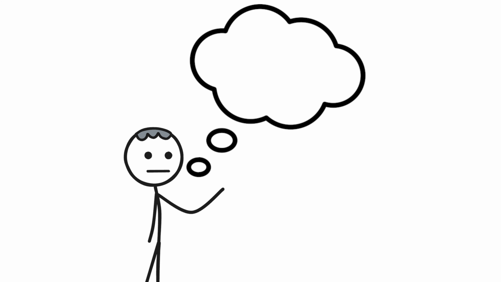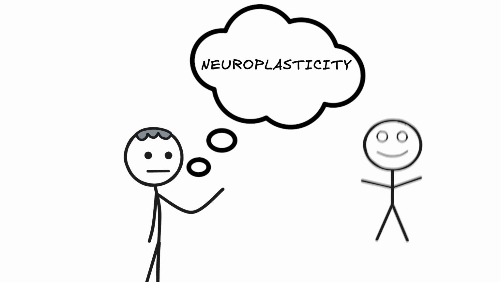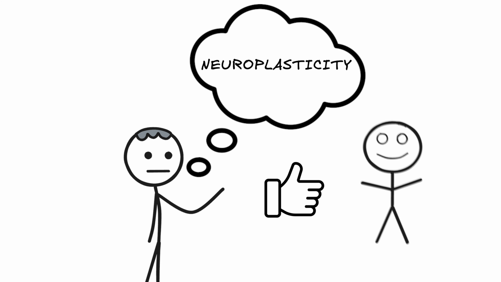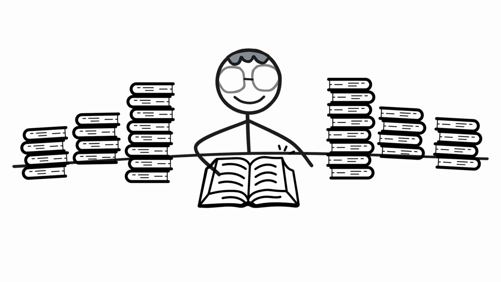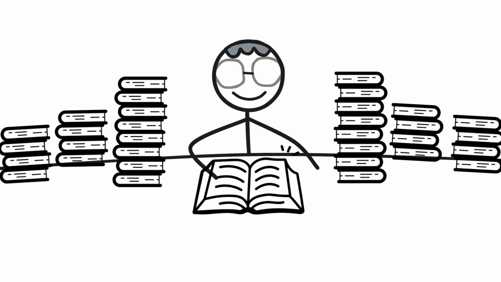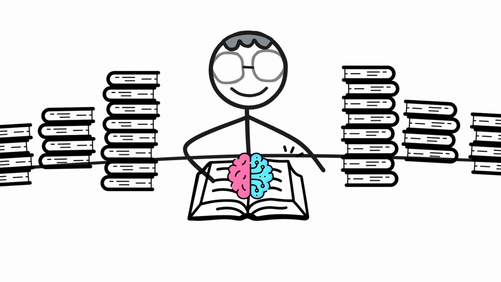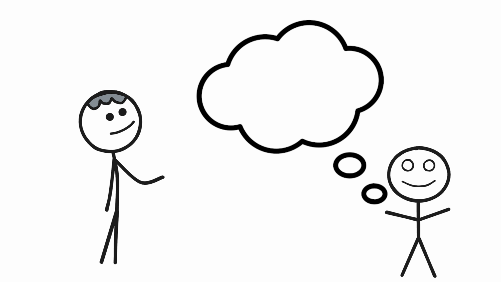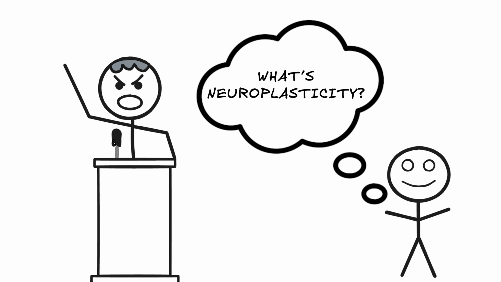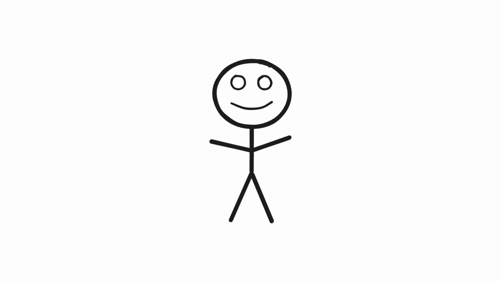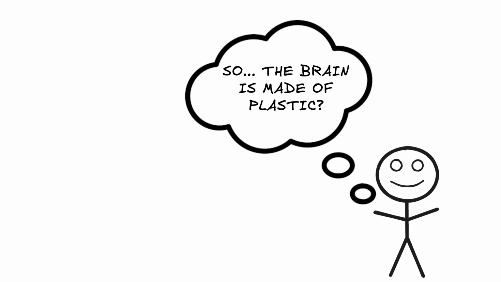How I bombed explaining neuroplasticity to my nephew, and why it was the best thing ever. A while back, I was feeling proud of myself for reading a stack of books on brain science. So when my 11-year-old nephew asked, "What's neuroplasticity?" I jumped in like a TED speaker. 5 minutes later, his eyes glazed over. He blinked twice, then said, "So, the brain is made of plastic?"